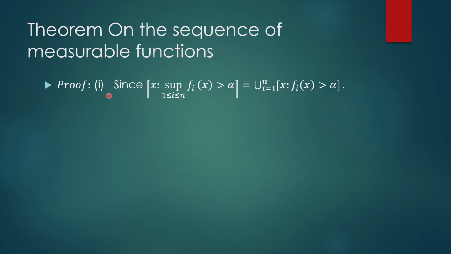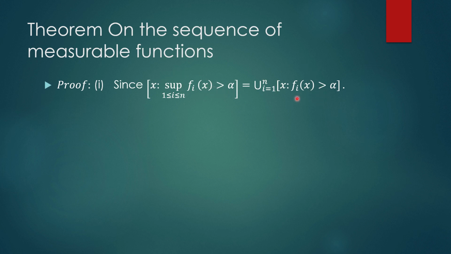Number 1. The set of x such that supremum f_i(x), i running from 1 to n, is greater than alpha. This is a new function derived from the sequence of functions, and we are going to prove that this function is measurable. In order to do that, for every real number alpha, we should be able to show that this set is measurable. But what is the method we are going to use? This unknown set, if we are able to express it in the form of a known measurable set, then it is going to be measurable. So this is exactly equal to this one.